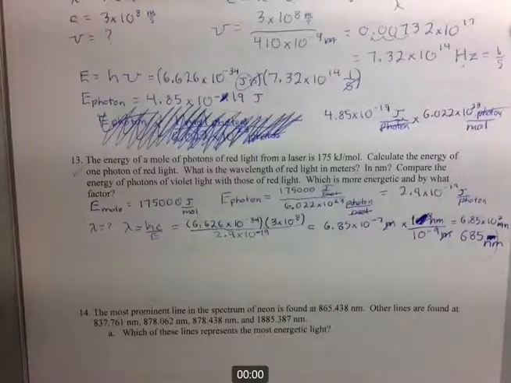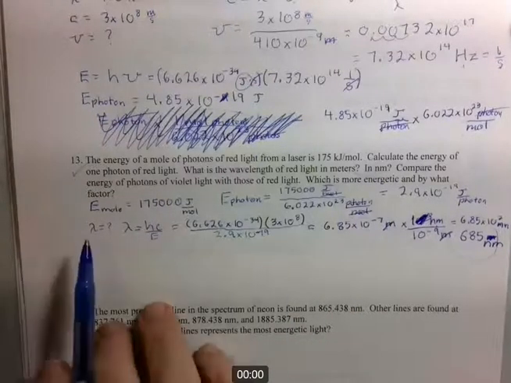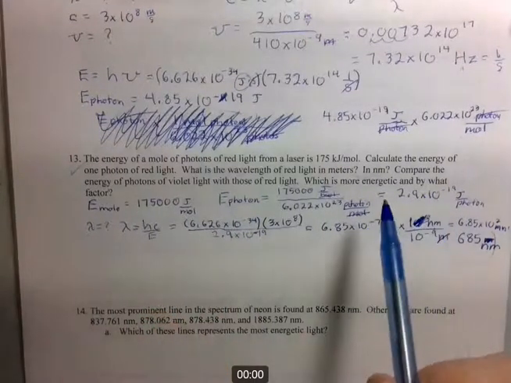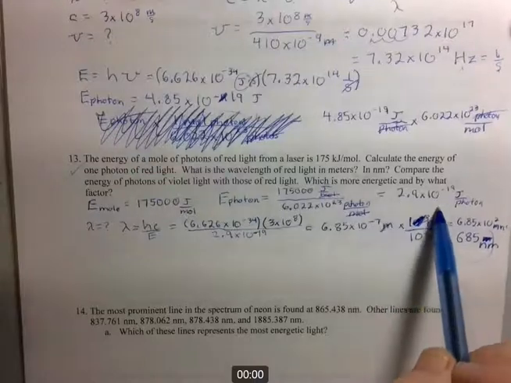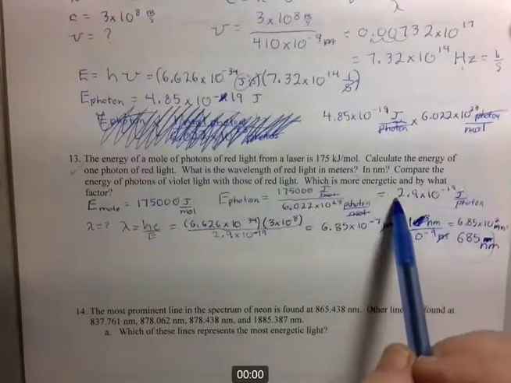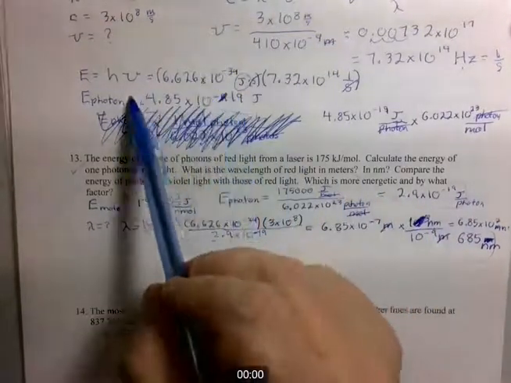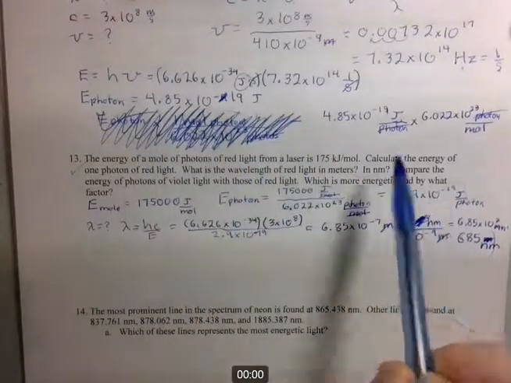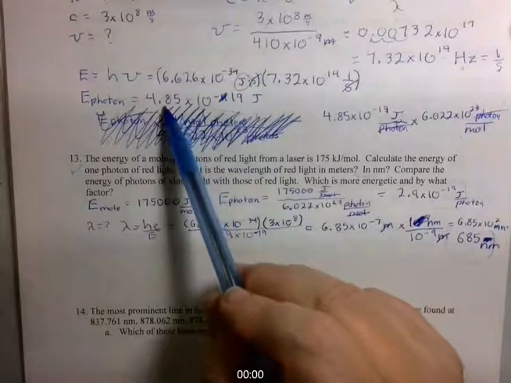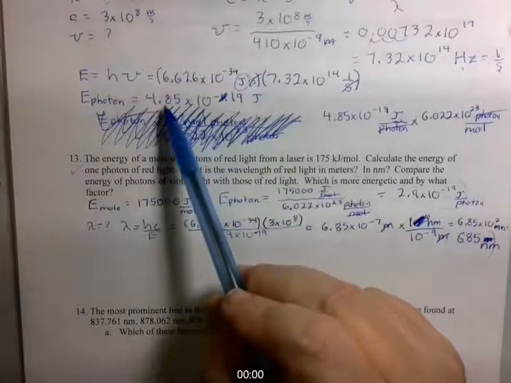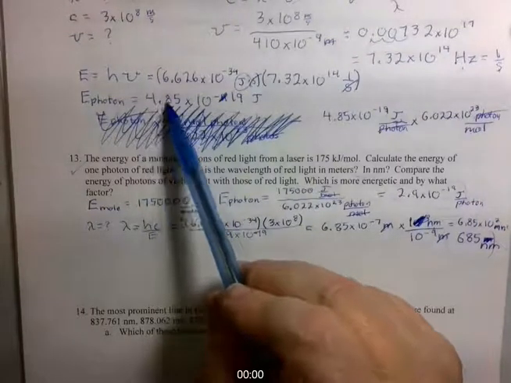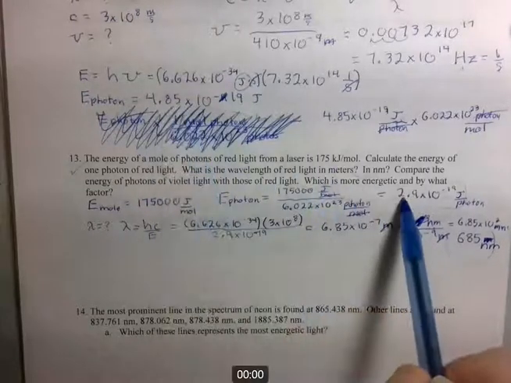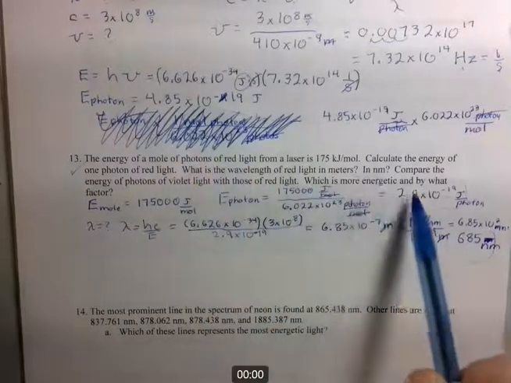Compare the energy of the photons of violet light with those of red light. Which is more energetic? Okay, so here's a photon of red light right here. Here's a photon of violet light right here. They are both 10 to the minus 19th, but this one is a bigger number. Therefore, it has more energy. It has about, not quite twice as much, but 4.85 compared to 2.9. It's not quite twice as big, but it is definitely more.